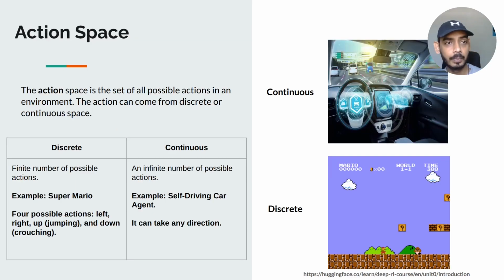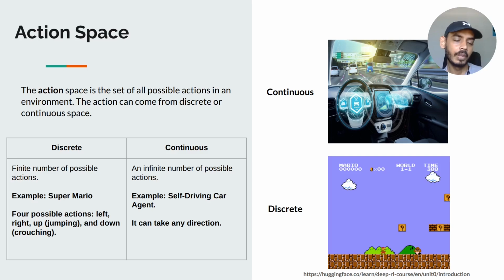So next is the action space. We previously talked about observation or state space. Now is the action space. Action space is nothing but the set of possible actions that you can take in an environment. The actions can come from either a discrete space or a continuous space.